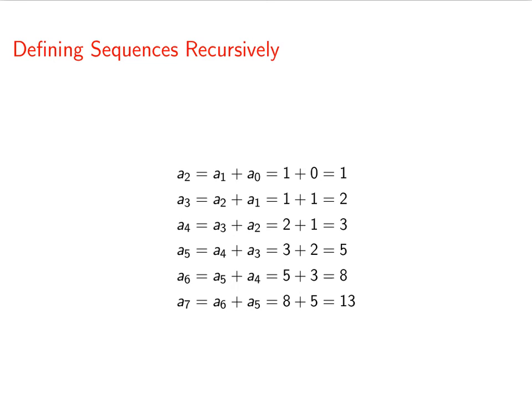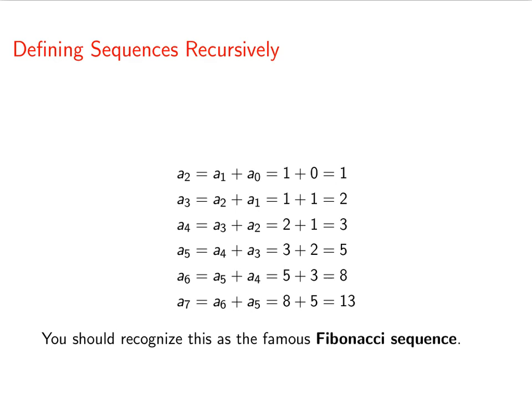And we just use the recurrence. a2 is equal to a1 plus a0, so that's 1 plus 0 is equal to 1. a3 is 1 plus 1 equals 2. So each time we compute a term in the sequence, we're adding the 2 before it. And of course, you should recognize this. This is the world-famous Fibonacci sequence, which we've talked about before, and we'll discuss again in the future.